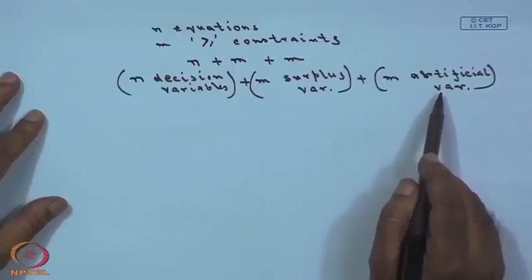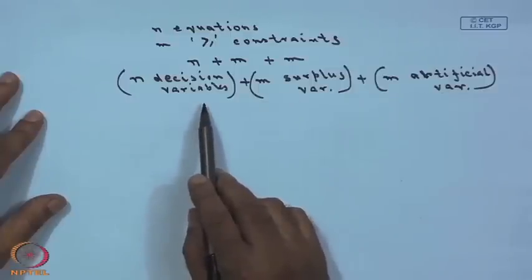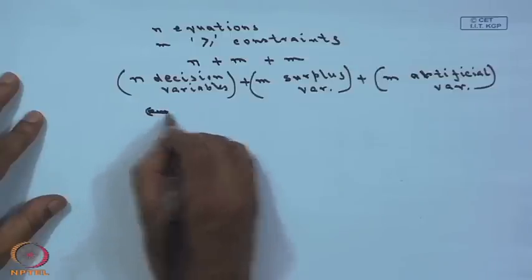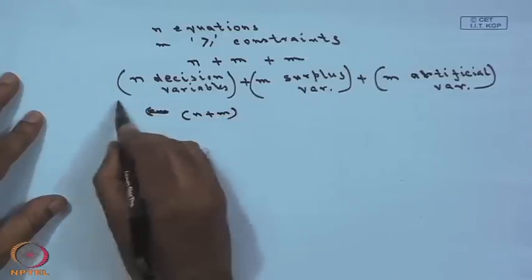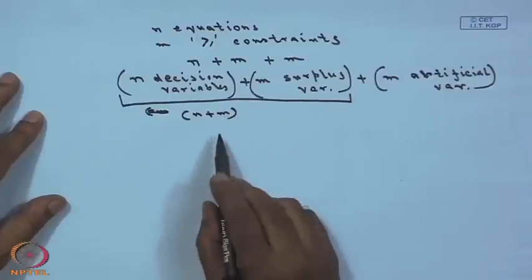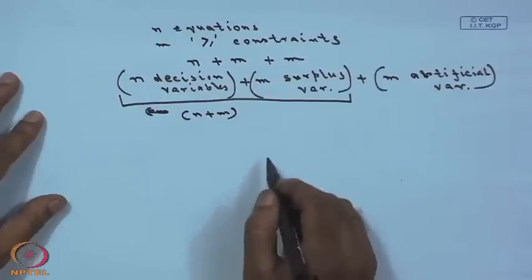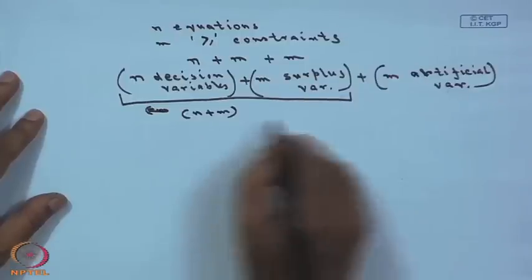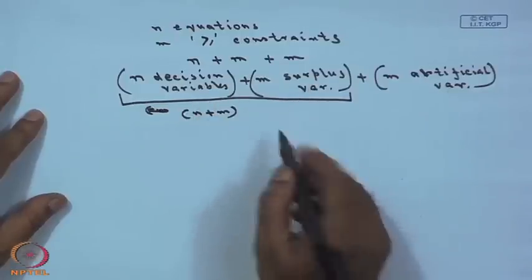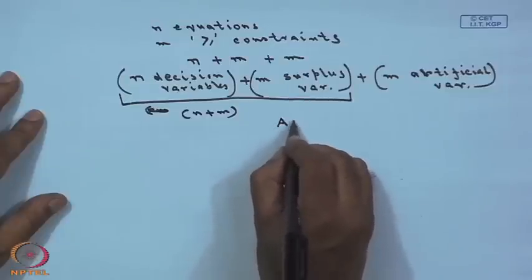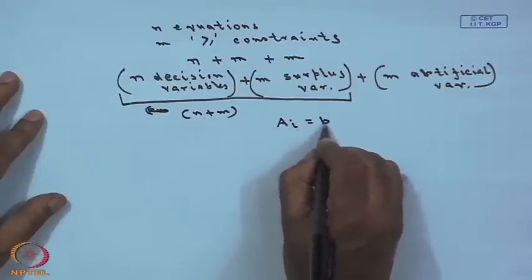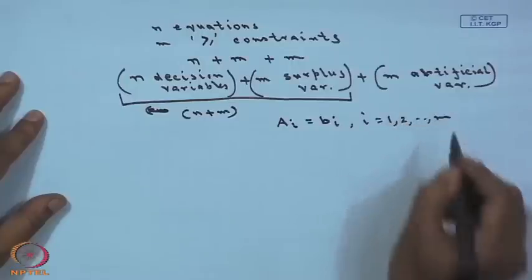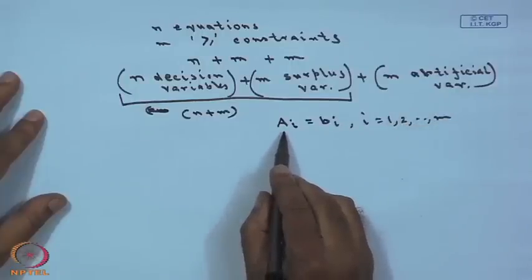So what I have to do in this case is get the initial basic feasible solution. I have to make the first n plus m variables, the decision and surplus variables, equal to 0. Once I make them equal to 0, all the artificial variables will take the form a_i equals b_i, where i equals 1 to m, and a_i are the artificial variables.